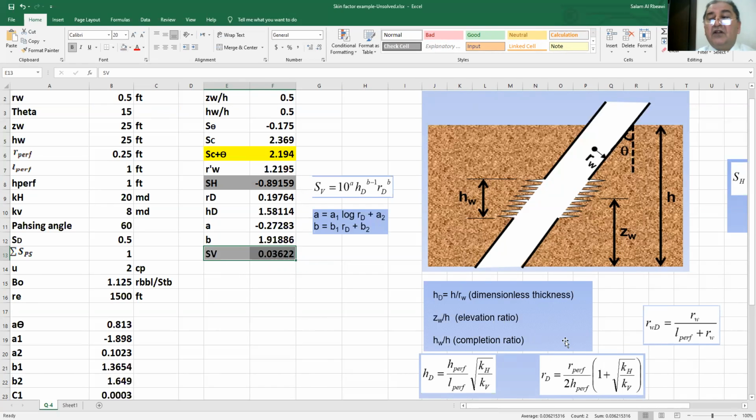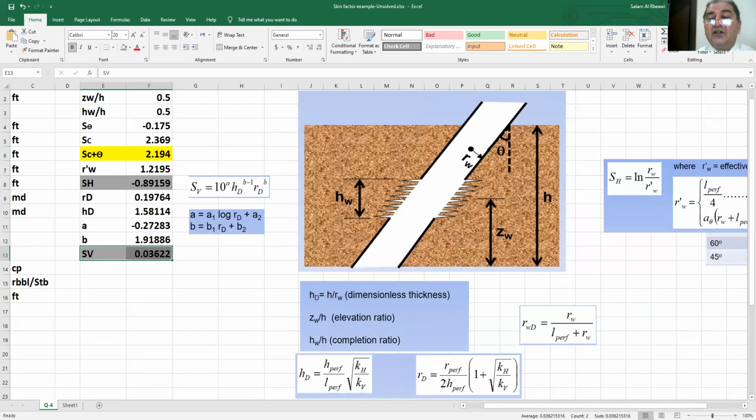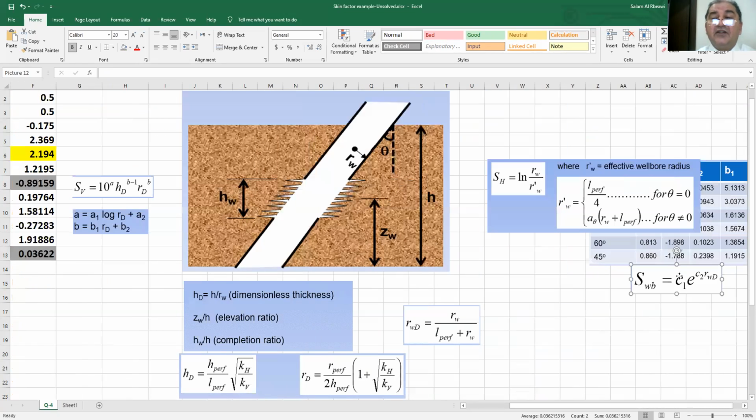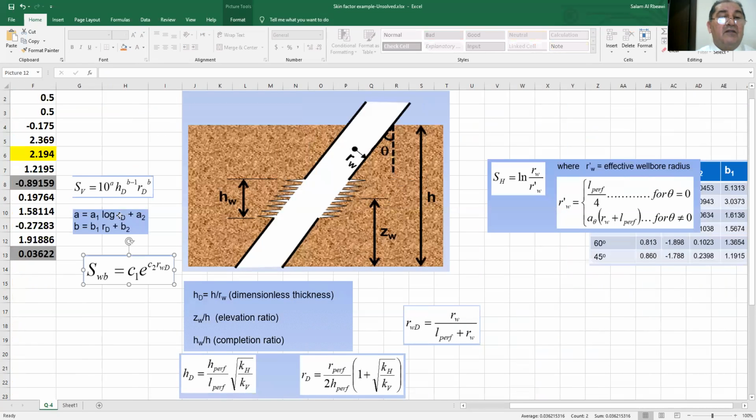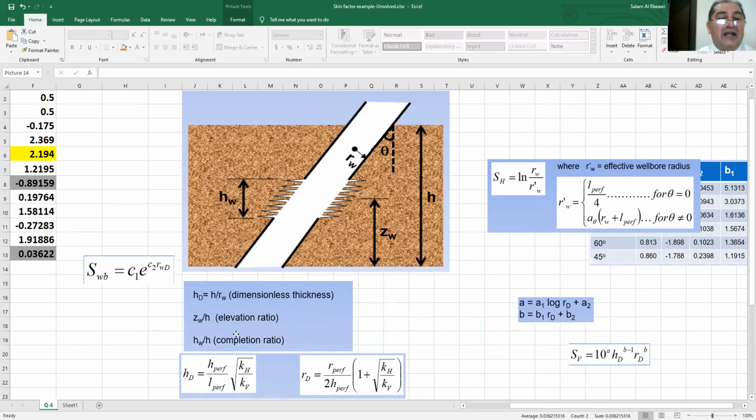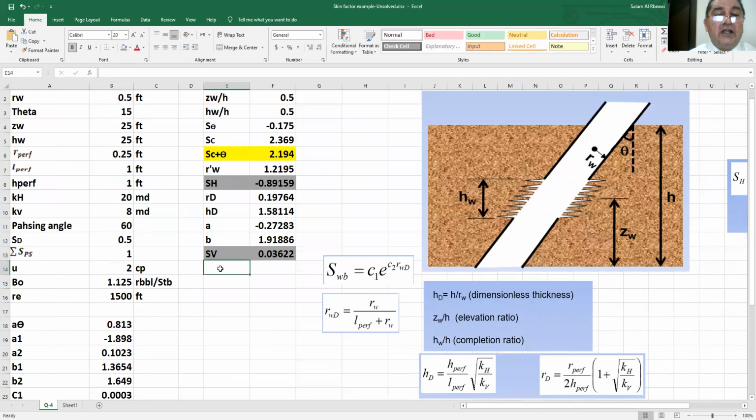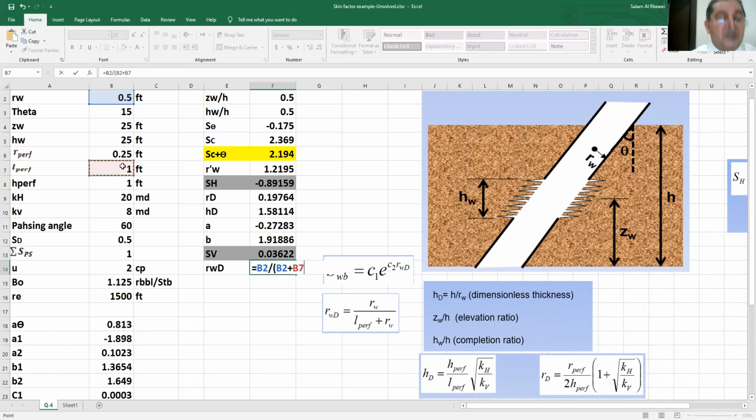Now we need to calculate S sub WP. Where is S sub WP? Here is S sub WP. Let me remove this one, and that one. And what we need is RW. Let me put it here in front of you. So we need to calculate RWD. What is RWD? RW divided by RW plus the perforation length. So this is our RWD.